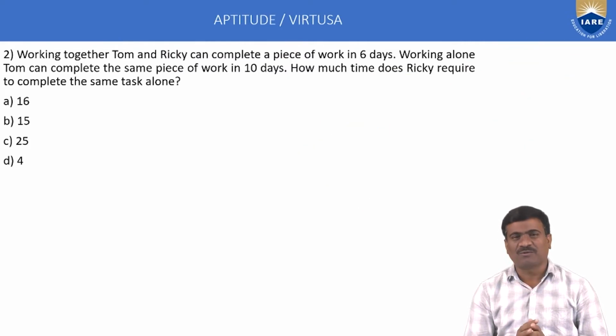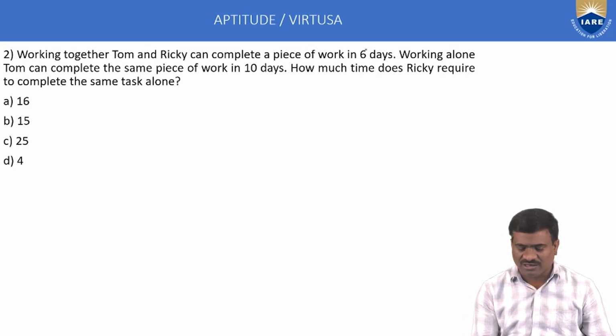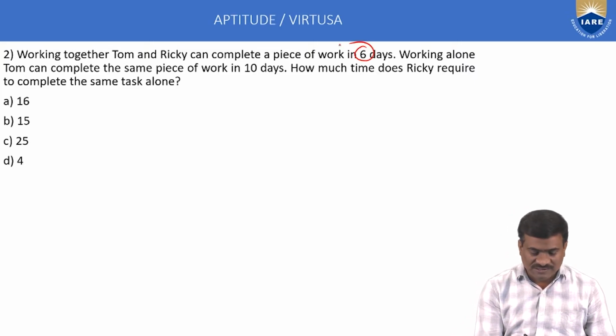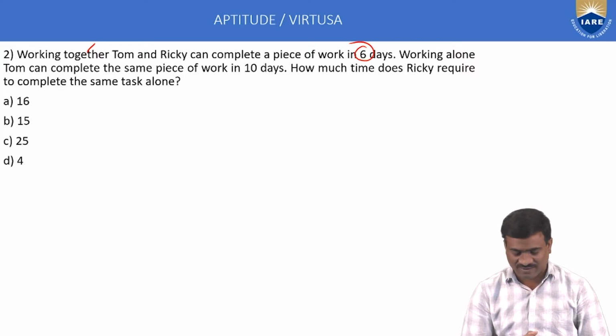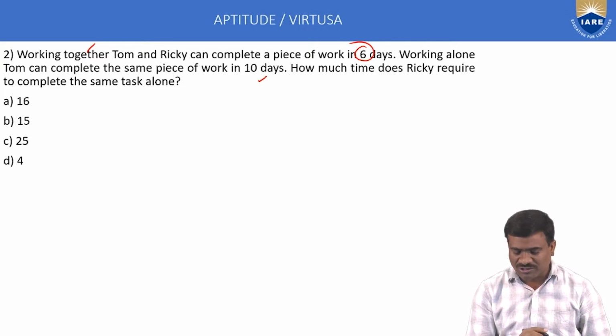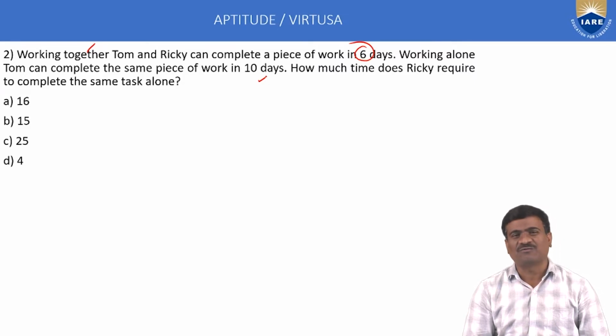Next, second example, number 2. Working together, Tom and Ricky can complete a piece of work in 6 days. First statement: A plus B together, that is T plus R, is equal to 6 days. Working alone, Tom can complete the same piece of work in 10 days. How much time does Ricky require to complete the same task? Options: A 15, B 15, C 25, D 4.